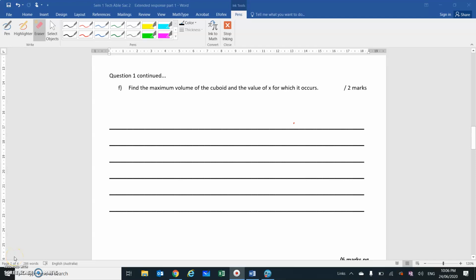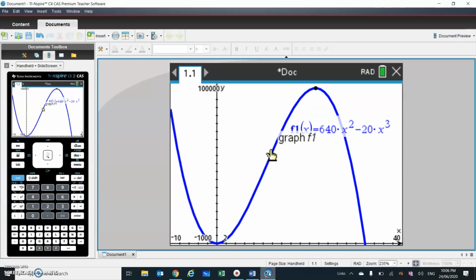Okay, so this video just continues from question 1. We didn't get to part F in the last video. So this part F asks, find the maximum volume of the cuboid and the value of x for which this occurs. So what we're going to do is we'll look at our graph that we graphed before in the previous sections, and we're going to try and find the maximum, so the turning point.